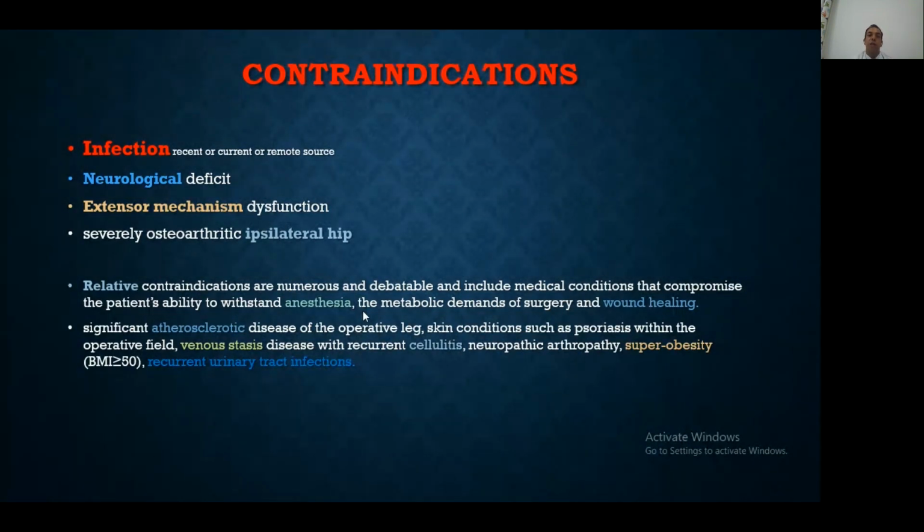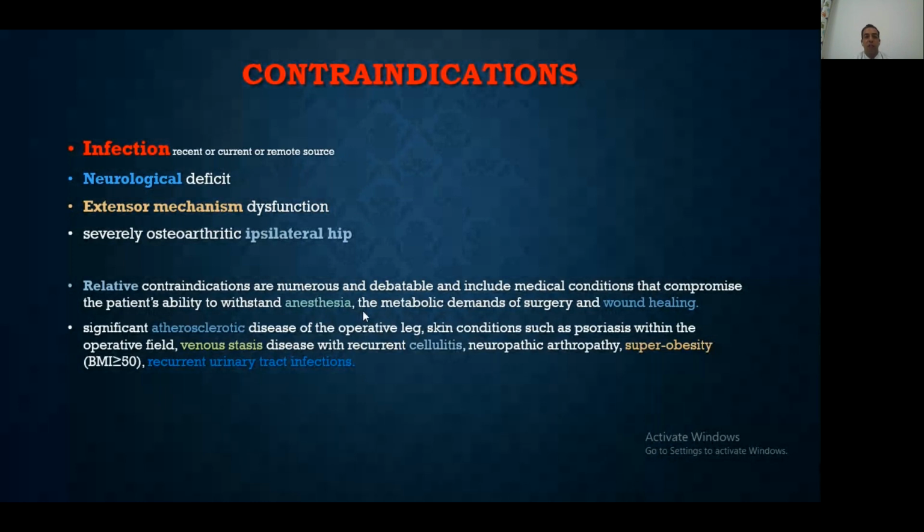Also, we have to check the ipsilateral hip. If the patient has a problem with the right knee, his right hip must be fine so that he can have proper rehabilitation after the operation. If he has osteoarthritis of the hip, it must be treated first. So osteoarthritis of the ipsilateral hip is a contraindication to total knee arthroplasty.